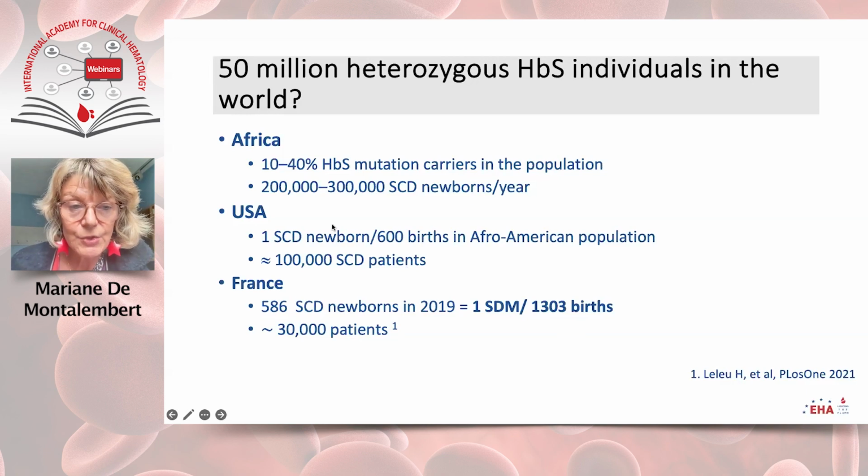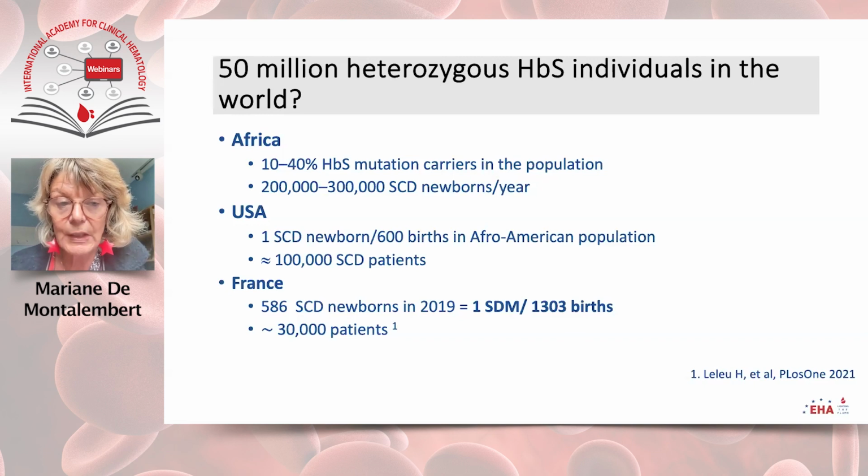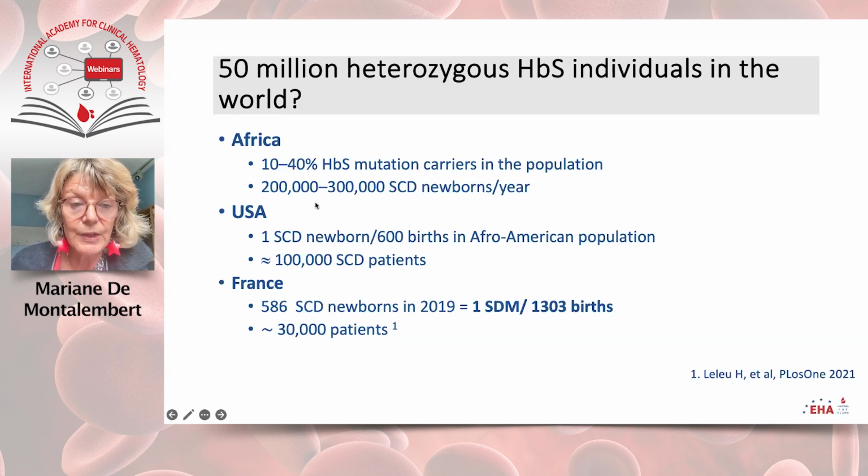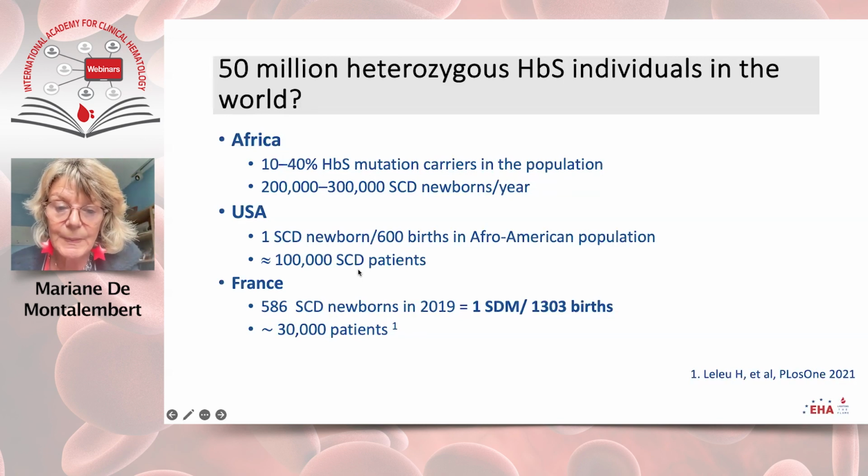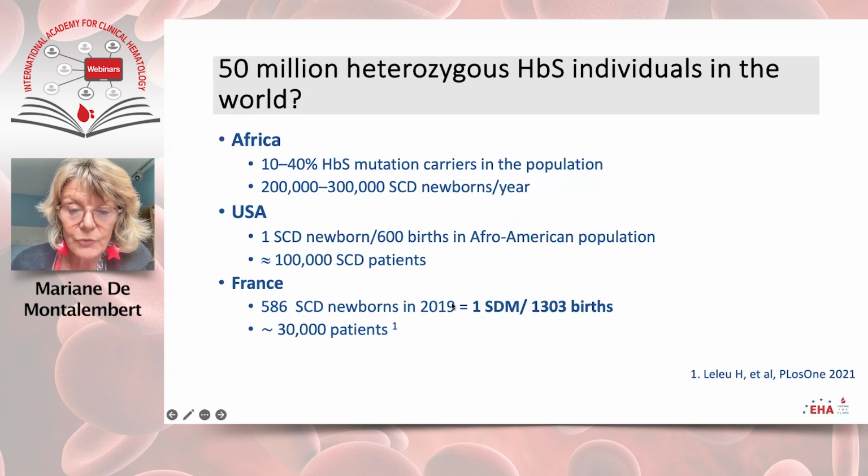We do not know exactly how many people are living with sickle cell disease in the world. It is estimated, but there is no real systematic program of neonatal screening in most African countries. We estimate that there are 300,000 sickle cell disease babies born every year. It is estimated that in the States, there are 100,000 sickle cell disease patients. We know, thanks to neonatal screening, that in France, one baby is affected with the disease out of 1,300 births, giving approximately a population of 30,000 patients.